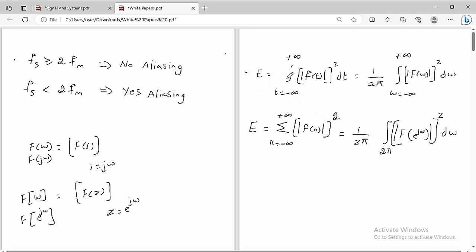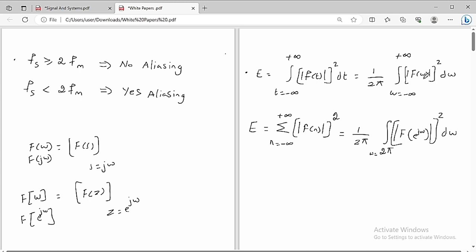So this is the continuous time case and this is the discrete time case. Continuous time case formula: E is equal to integration of t from minus infinity to plus infinity of mod of f of t whole square dt, which is equal to 1 by 2 pi integration of omega from minus infinity to plus infinity of mod of f of omega whole square d omega. Here E is equal to sigma n from minus infinity to plus infinity of mod of f of n whole square, which is equal to 1 by 2 pi integration over one time period, omega equal to 2 pi, of mod of f of e to the power of j omega whole square d omega.